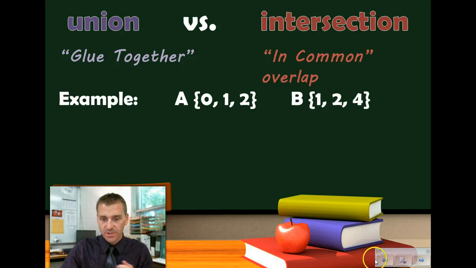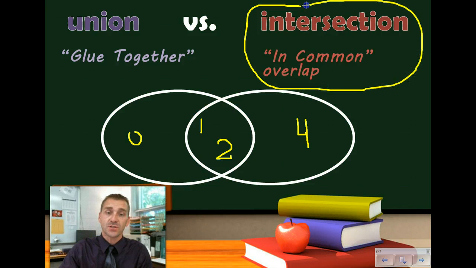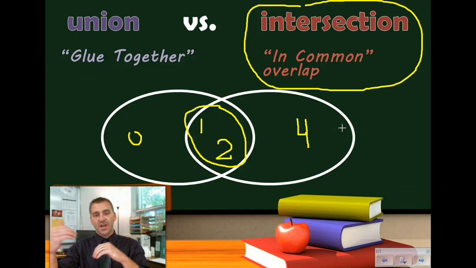Well, let me go back and show you this with the pictorial representation. This right here is the 0. This is the 1. This is the 2. This set over here with this oval will be 1, 2, and 4. Oh, well, looky there. If I'm looking for just the intersection of these two sets, it's just this stuff right there. Just 1 and 2. So that is union, gluing together. That is intersection, in common.